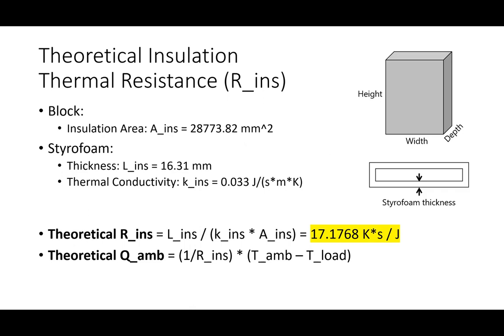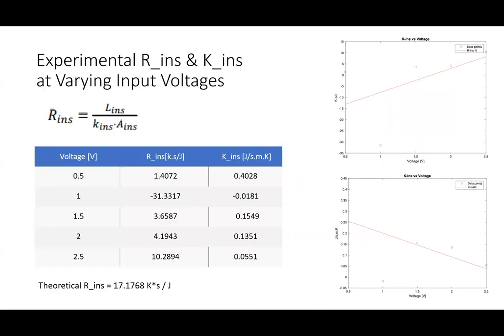This value of R insulation will be used to calculate a theoretical Q dot ambient for varying voltages in the following slides, as well as in week 2 of the lab. The experimental insulation thermal resistance, R_ins, and insulation thermal conductivity, K_ins, can be seen in the table below, and the behavior in relation to voltage is visualized in the plots.